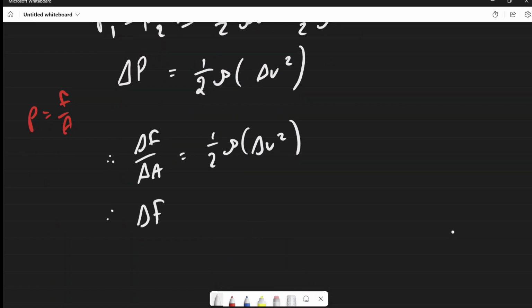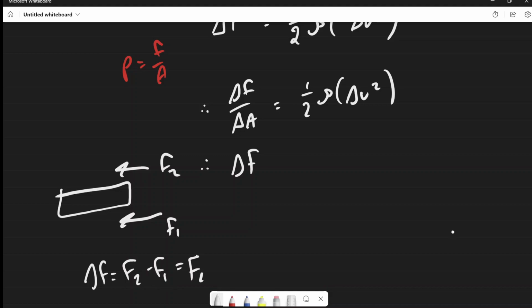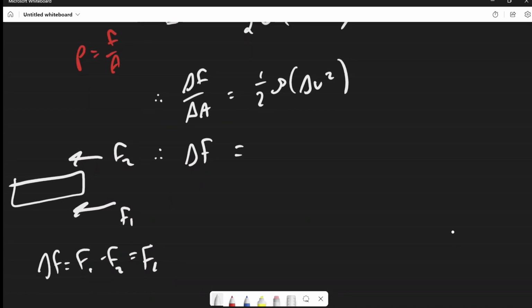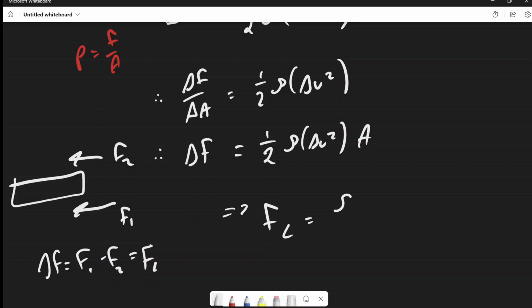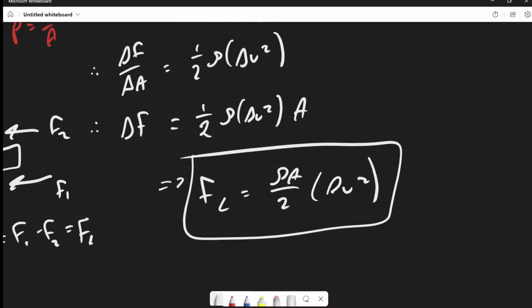And the change in force is actually the force differential between the top and the bottom parts of the wing. So you have one force here and another force here. The change in the force is F2 minus F1, which actually is the force of lift. Or, sorry, my apologies, F1 minus F2. It's not like it matters too much anyway. So this then becomes 1/2 rho times delta V squared times A, which you can formalize as FL is rho A over 2 times delta V squared. And that's how you derive the lift equation.